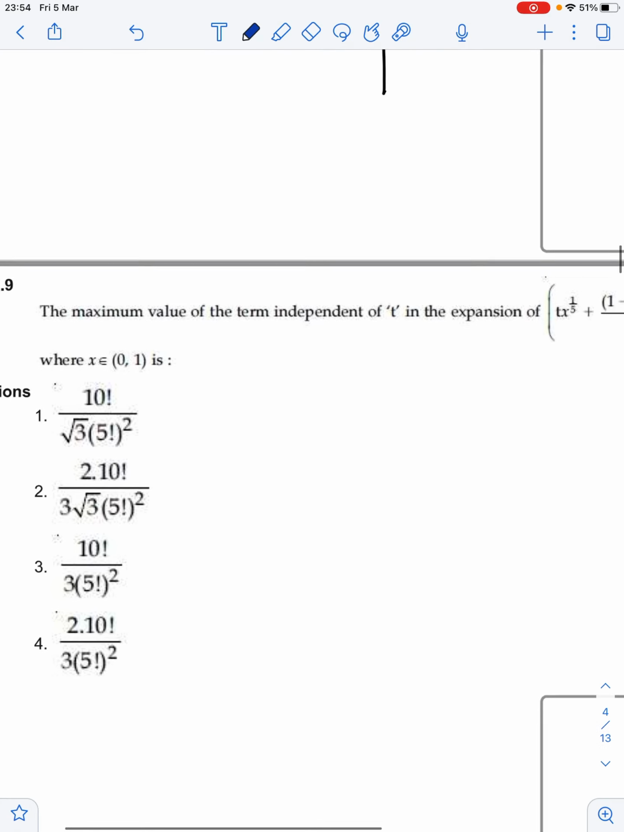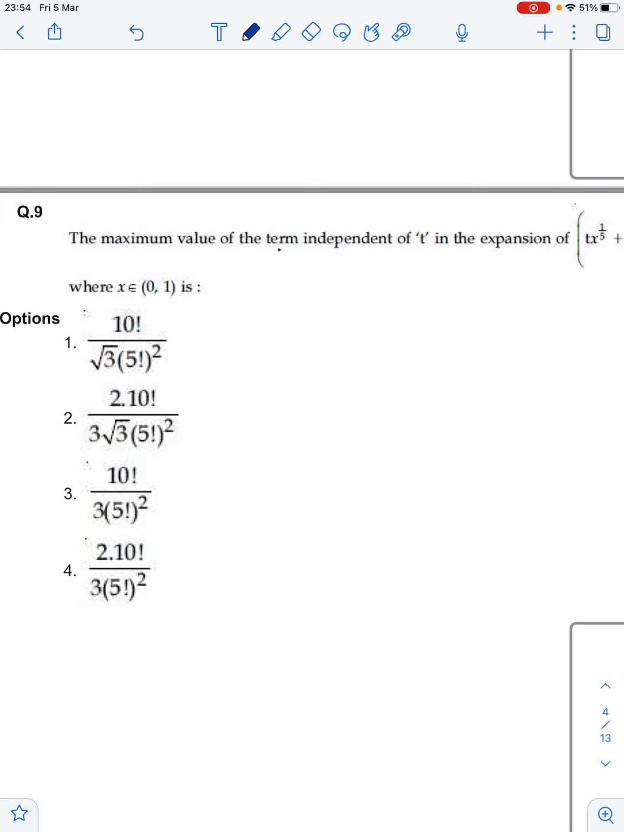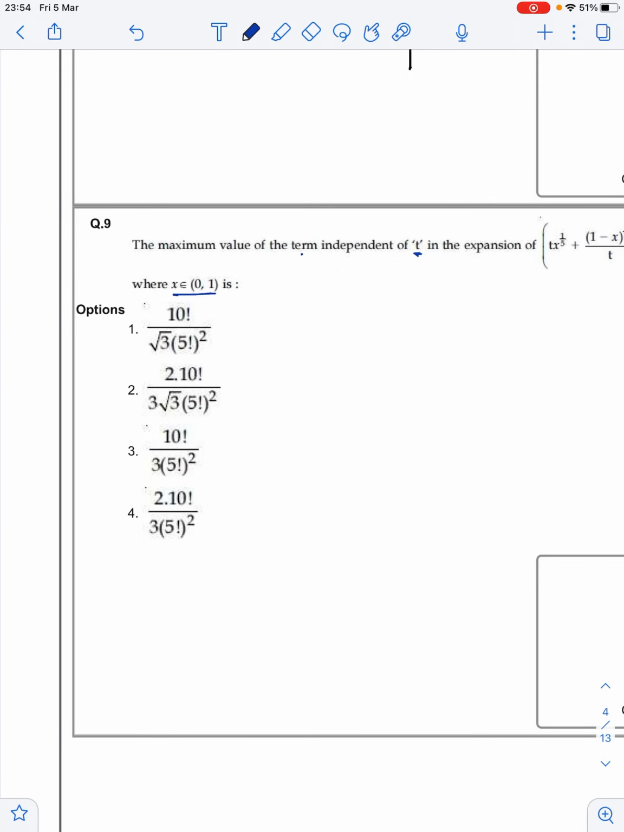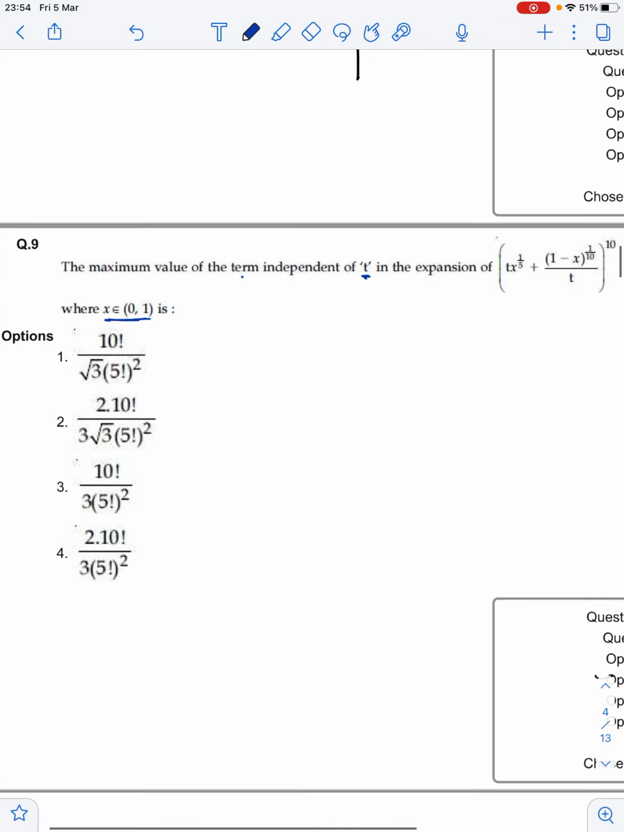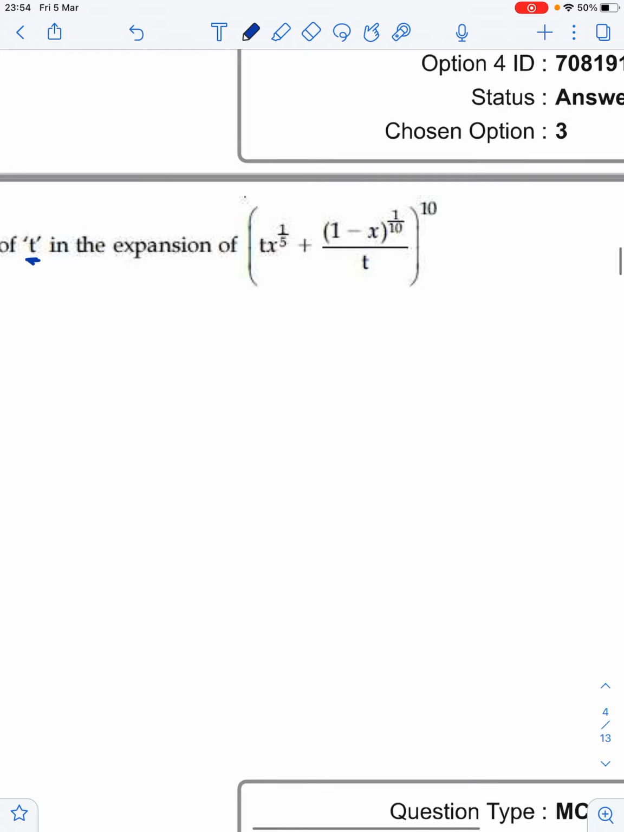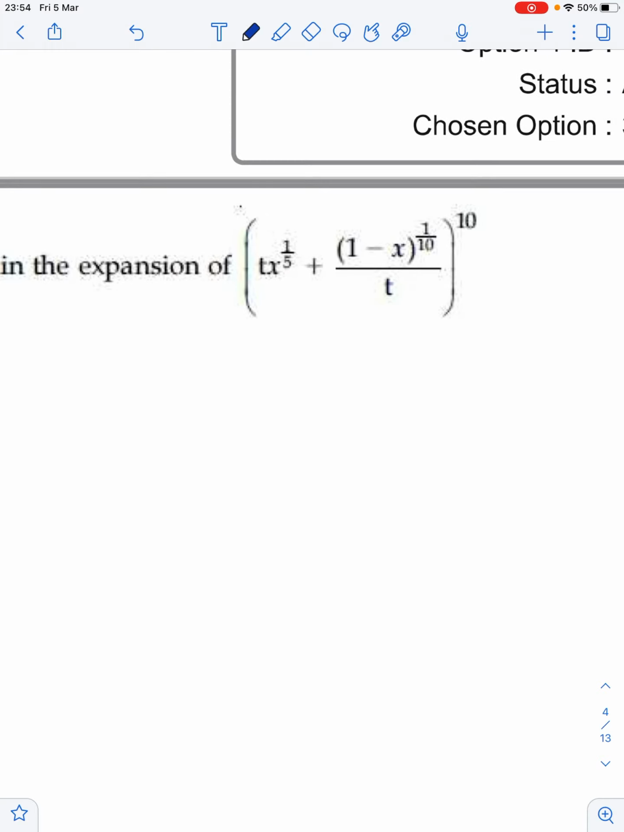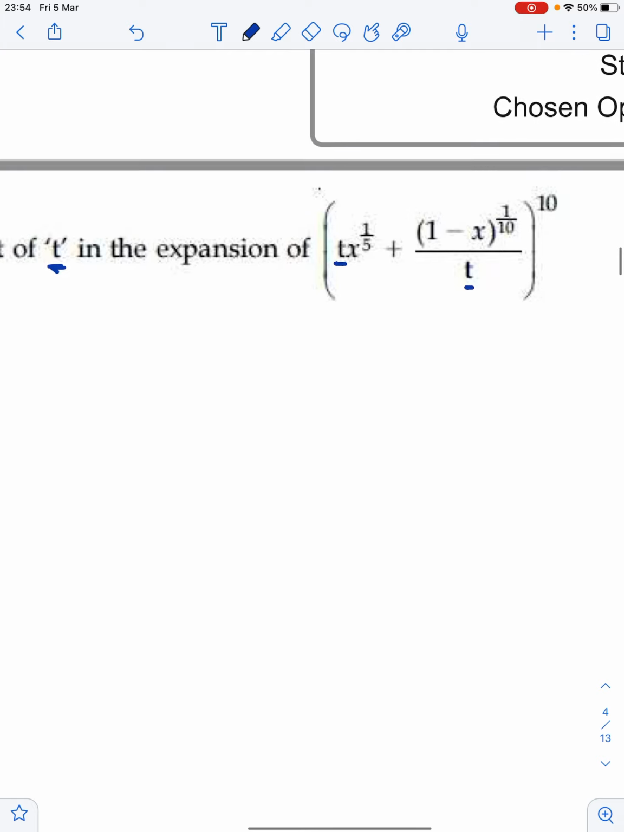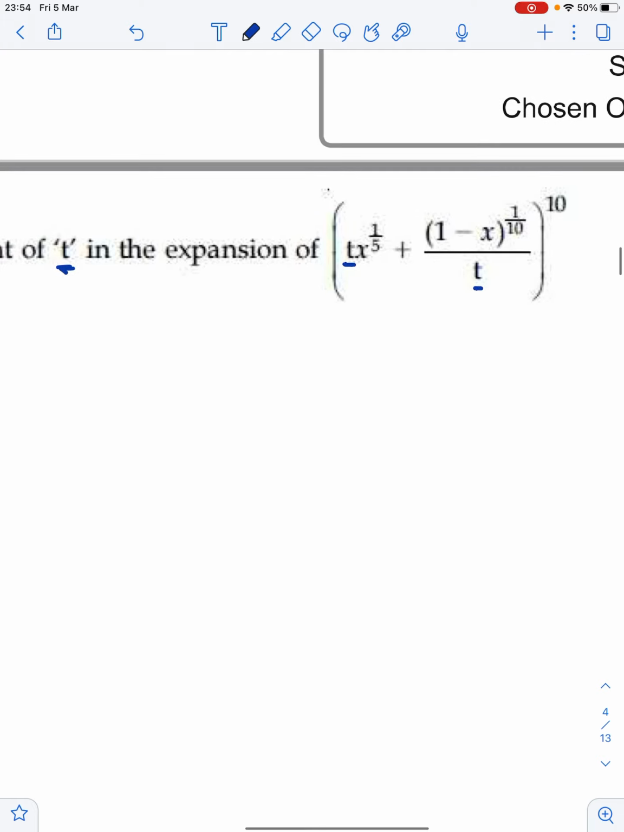Question number 9. The maximum value of the term independent of t in this expansion, where x belongs to 0 to 1. Now the question is the maximum value of the term independent of t. Now you can see the expansion in terms of t. We have to focus on t. Now this is also t and this is also t. When the power of t in both the terms in the numerator and denominator are the same, then the term independent of t must exist in the middle term.